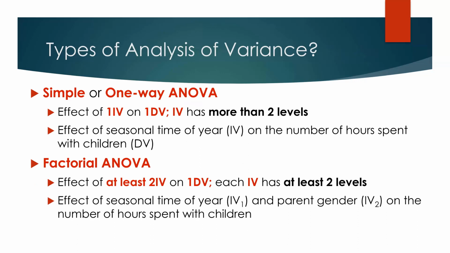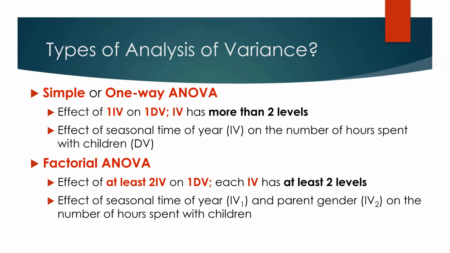Now, there are 2 types of analysis of variance that you'll learn in this course. There are more than 2, but these are the 2 basic ones. The simple or one-way ANOVA looks at the effect of one independent variable on one dependent variable, and the IV has more than 2 levels.